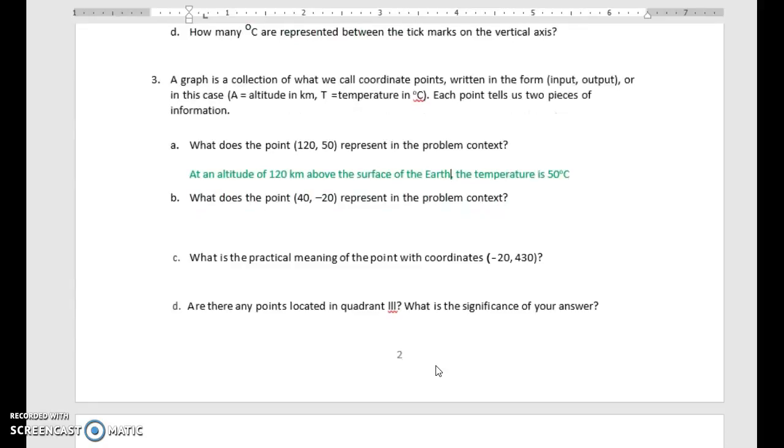Then when we go to write our statement, remember that we have an input value and an output value. So our statement always has to have an input part and an output part when we're talking about the meaning, or what it represents in the problem's context. So at an altitude of 120 kilometers above the surface of the Earth, the temperature is 50 degrees Celsius. Again, we have the value and also the defined variable.